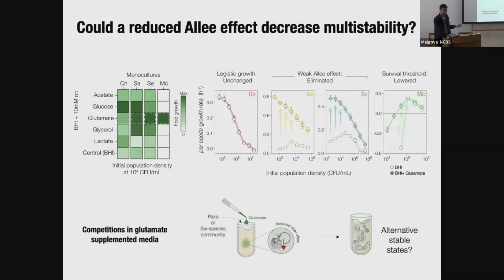And the final thing that we did is to actually use glutamate in the competition experiments to have all the species there, or all the pairs of the species there, and see if now the competitive outcomes have changed.